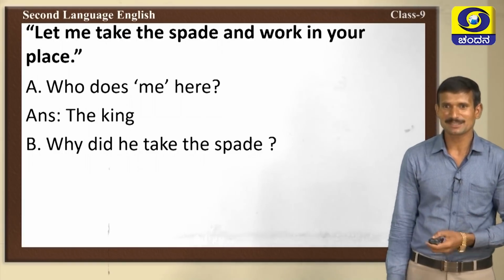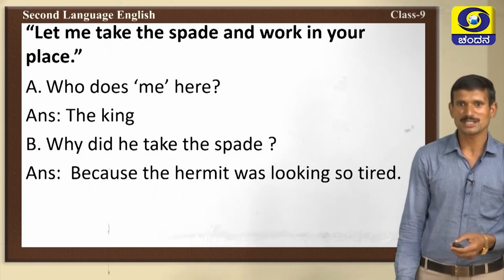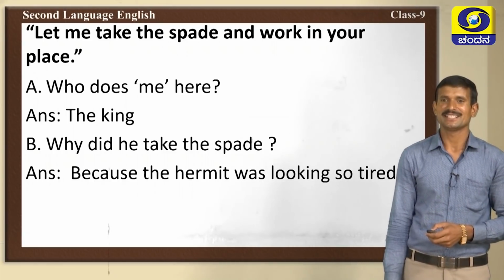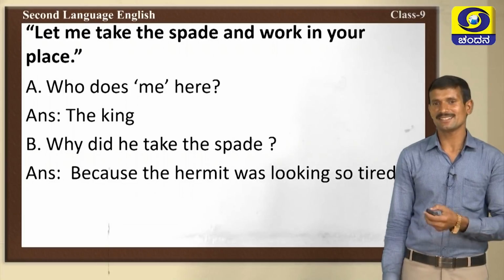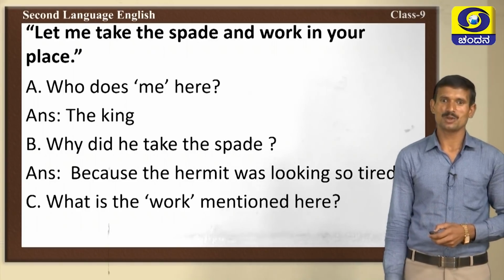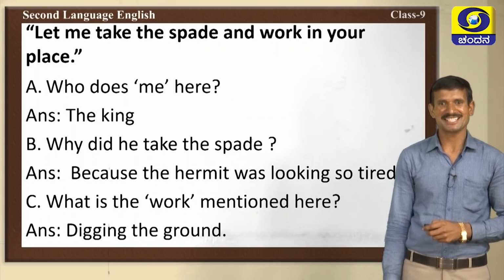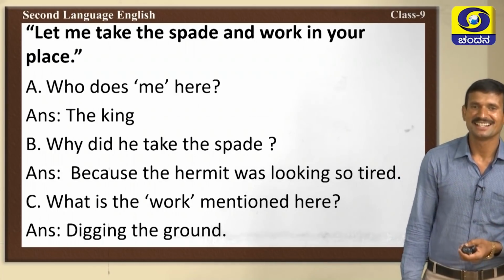Next, the second question. Why did the king take the spade? Yes, because the hermit was looking so tired. So, the king took the spade and worked in his place. Then, what is the work mentioned here? Yes, very good. Digging the ground. He was digging the ground.